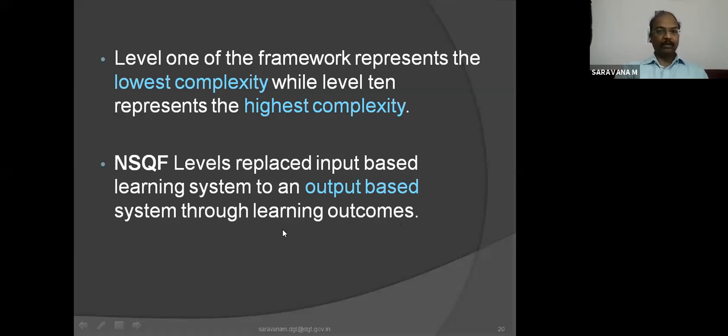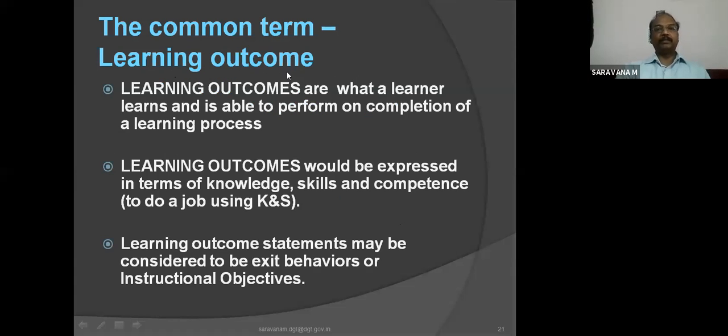So learning outcomes play a very important role in achieving the instructional objectives or general objectives. The common term is learning outcome. In every syllabus you see, in every book you see, learning outcome is the common term. So we must understand properly what a learning outcome is. Learning outcomes are what a learner learns and is able to perform on completion of a learning process.